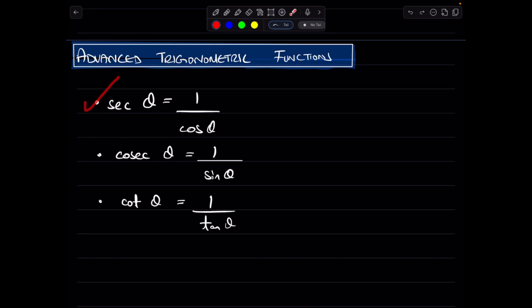Alright, so these are the advanced trigonometric identities. And how do you remember them? So sec starts with an S. It's not going to be in terms of sine, obviously, it's going to be 1 over cos, in terms of cos.